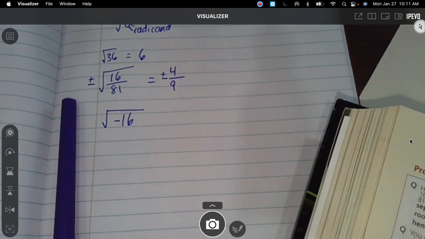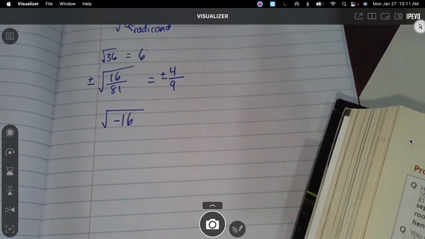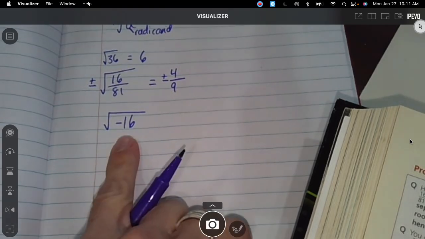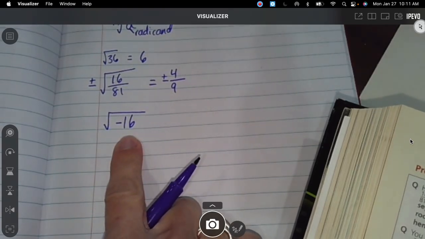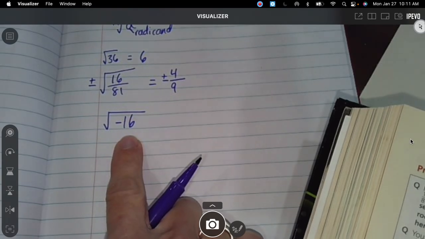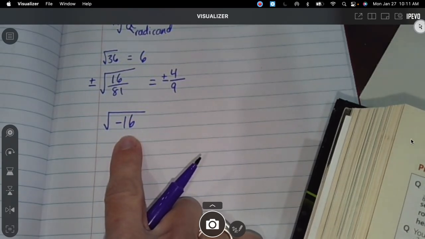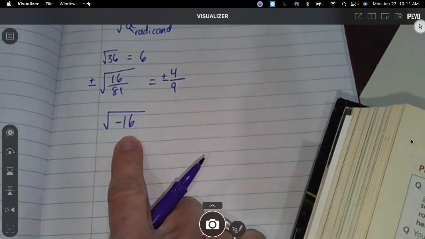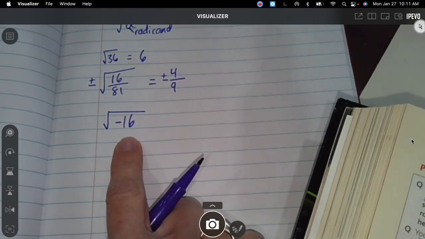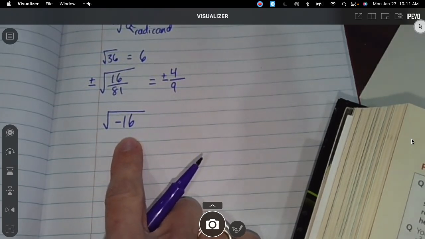Now, this one, let's see. What if I have, okay, we could not do the square root of negative 16. So I think for their answer, they would just put no real roots. I think they just put no roots. Okay, everybody good with that?